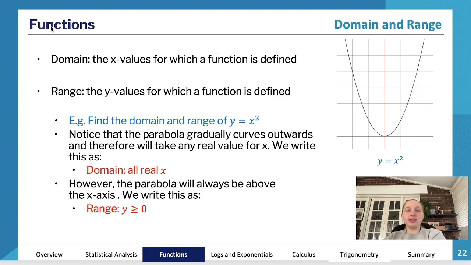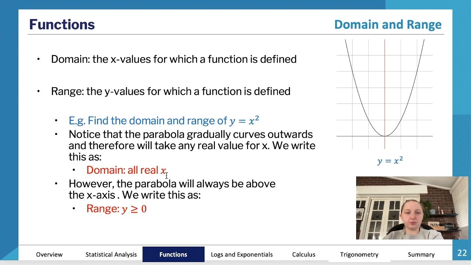Okay, so probably the most important thing to take away from functions in year 11 is looking at the domain and range and figuring out your domain and range. So super duper important. The domain is the x values for which a function is defined. So essentially, where on the x-axis will our graph exist? Then we've got the range, which is the y values for which a function is defined. So essentially, where on the y-axis is our function going to exist?